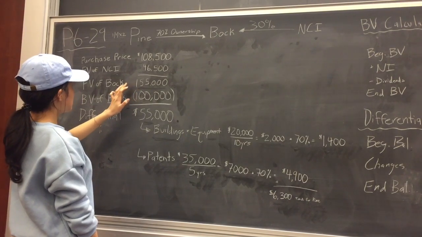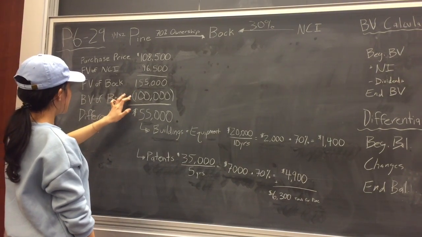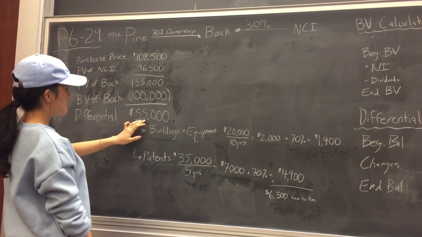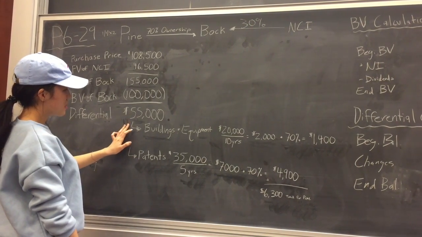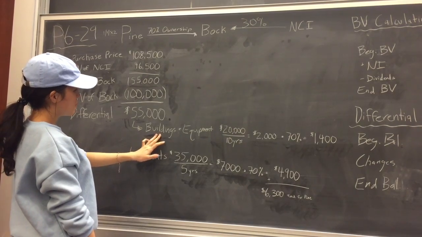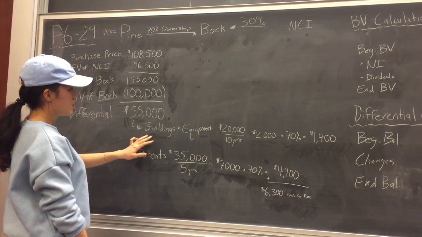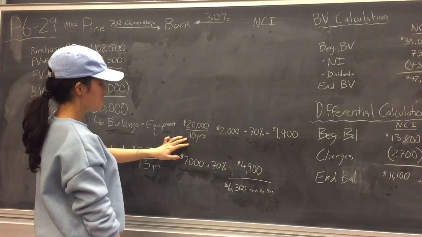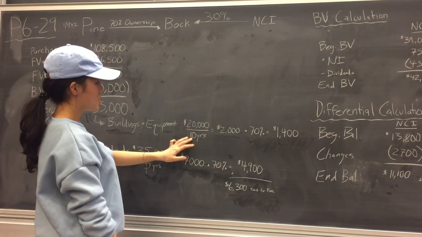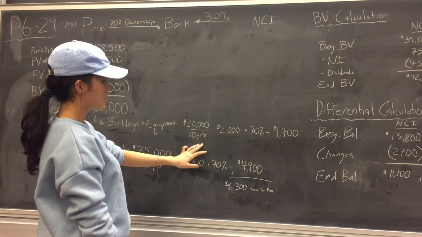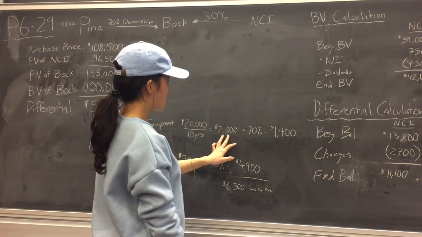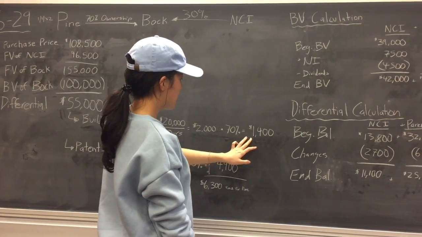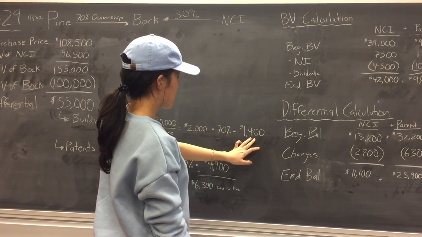So we use the fair value minus the book value to get a differential of $55,000. The differential is made up of buildings and patents. Buildings and equipment is $20,000. The useful life is 10 years, so we use $20,000 divided by 10 years to get $2,000 per year, and then times the ownership of 70% to get $1,400.